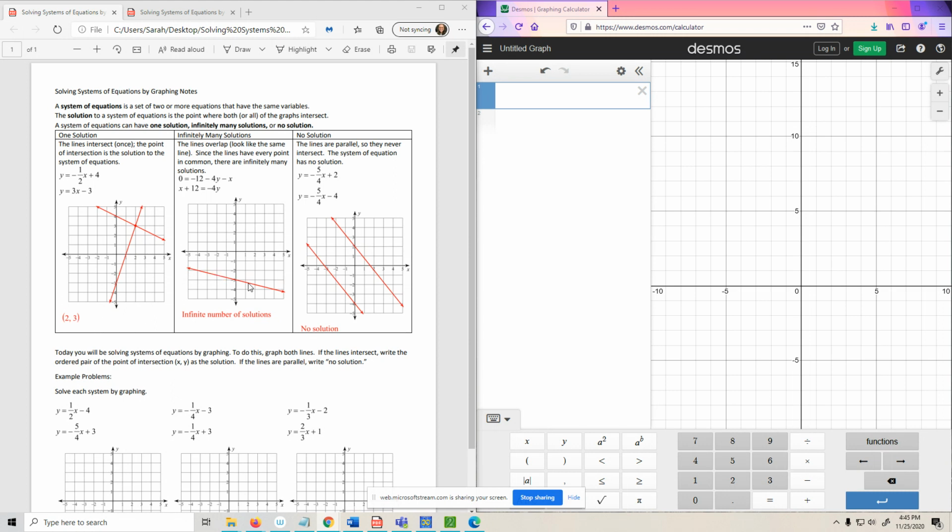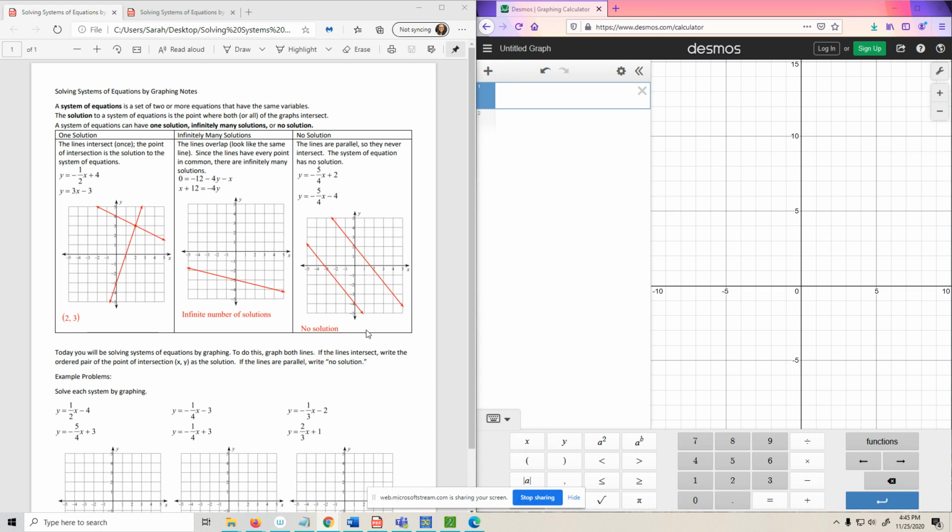If when you graph your two lines, they overlap and look like they're the same line, that's infinitely many solutions because those two lines have every point in common. And if that's the case, you don't write an ordered pair, you just write the phrase infinitely many solutions. If your two lines are parallel, they will never intersect. They have no points in common, so there is no solution. Again, we don't write an ordered pair there, we just write the phrase no solution.